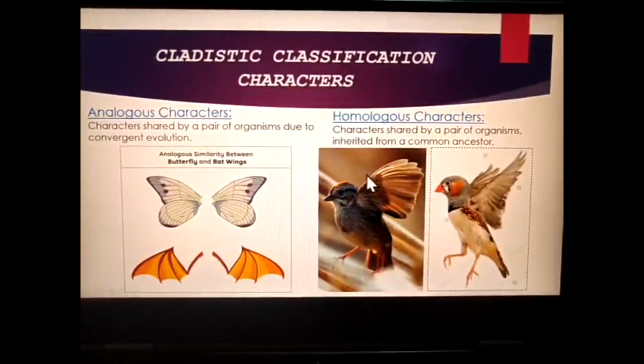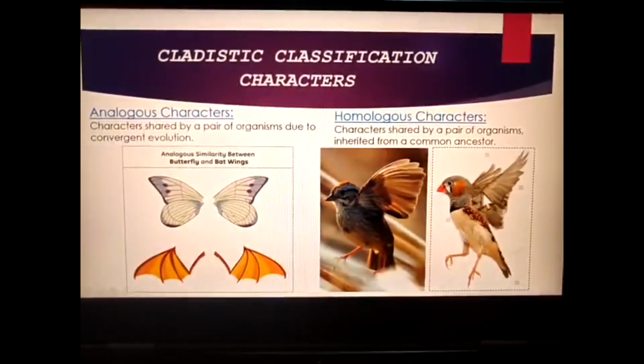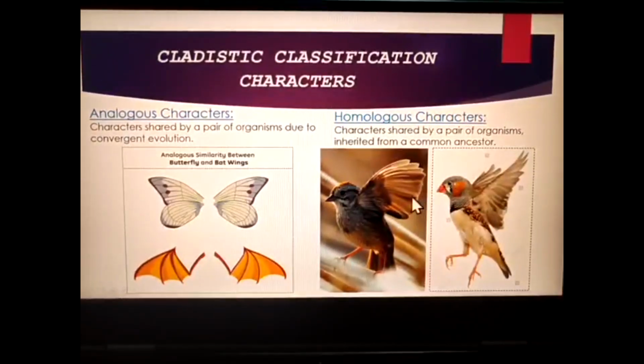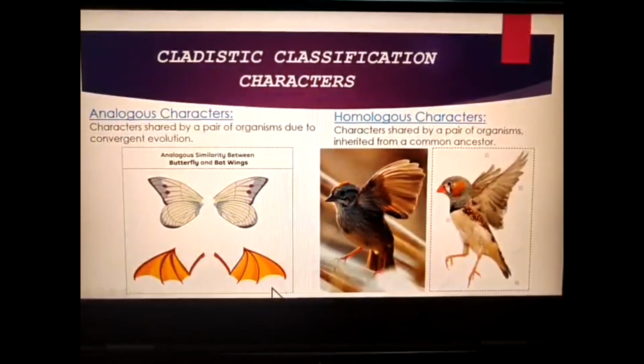That means here it is a bird. See here the wing of the bird and the wing of the finch. These are two wings. The characters are shared by one common ancestor. This is called the biological classification.